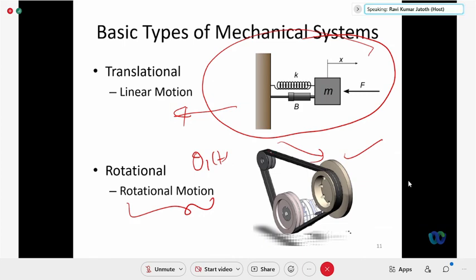When a body is connected through a belt, let us take that there is a shaft here, a shaft like this. Now it has to be moved, meaning we are applying a force or a torque. How to define torque? Define torque.